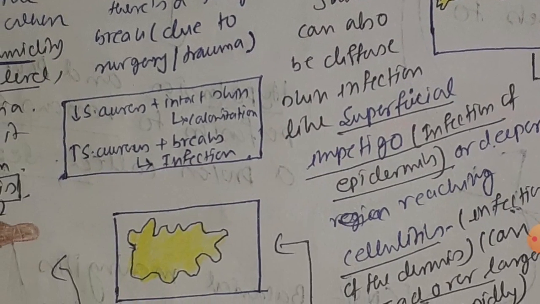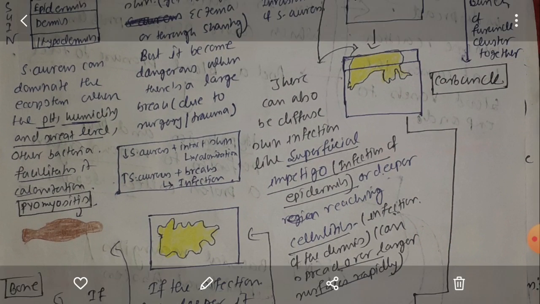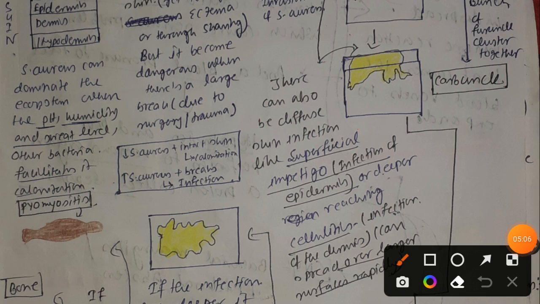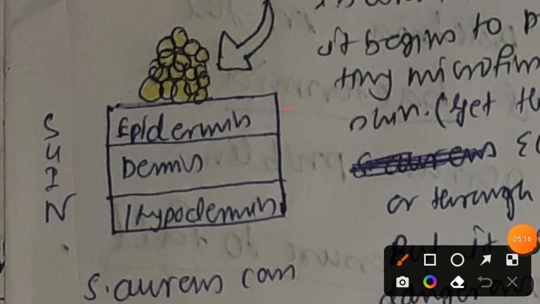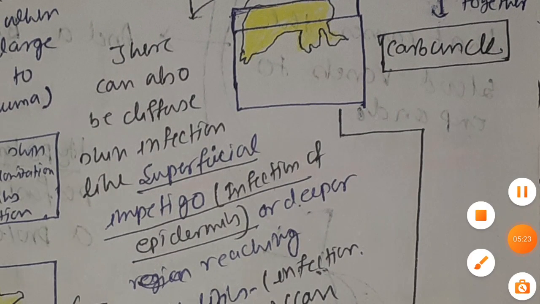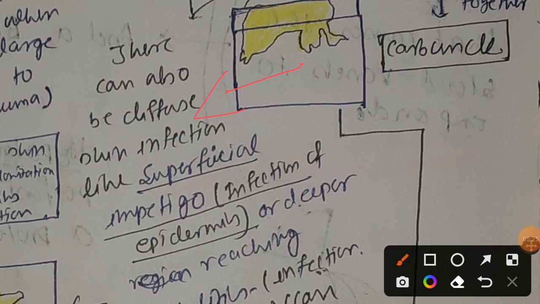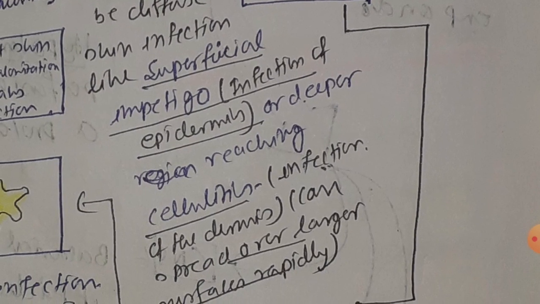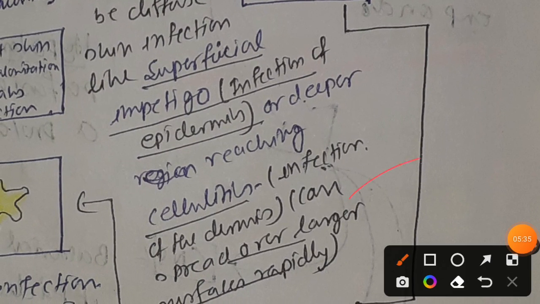Okay, and there can also be some diffuse skin infections, like superficial impetigo, which is an infection of the epidermis. Let me tell you that skin has three different layers. One is the epidermis, which is the outer one, then the dermis, and another one is the hypodermis. So superficial impetigo is an infection of the epidermis. And there can also be deeper-reaching cellulitis, which is an infection of the dermis, and that can spread rapidly through larger surfaces.